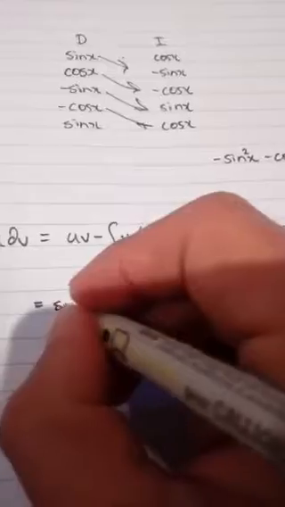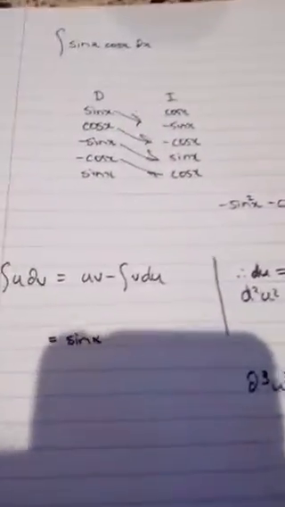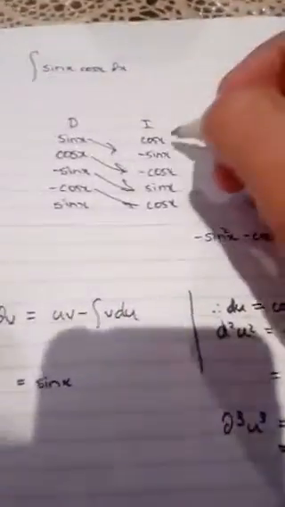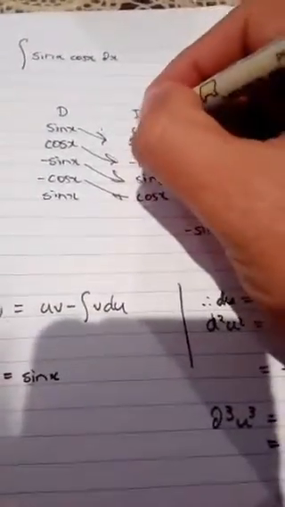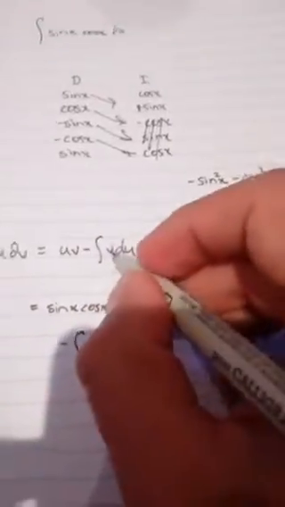So that equals uv, which is sine x, and the integral of cos x is negative sine, sorry, hold on, what have I done here? The integral of cos x is sine x. I stuffed this up. Whole time made a mistake. Okay, so sine x cos x, and then minus the integral of v du. Now v, which is the integral of cos x, is sine x, and du is cos x. So that's going to be the integral of sine x cos x dx.